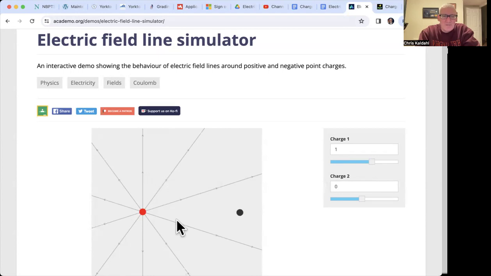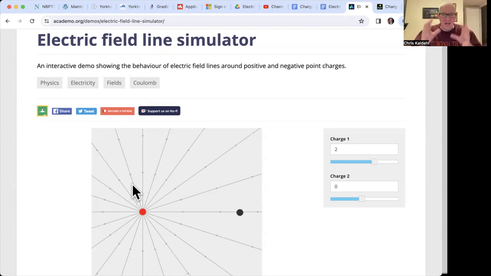1, 2, 3, 4, 5, 6, 7, 8, 9, 10 field lines here. And now I'm at 1, 2, 3, 4, 5, 6, 7, 8, 9, 10, 11, 12, 13, 14, 15, 16, 17, 18, 19, 20. Wow, that's really nice. It's actually showing exactly what it should. A doubling of the charge caused a doubling of the number of lines.